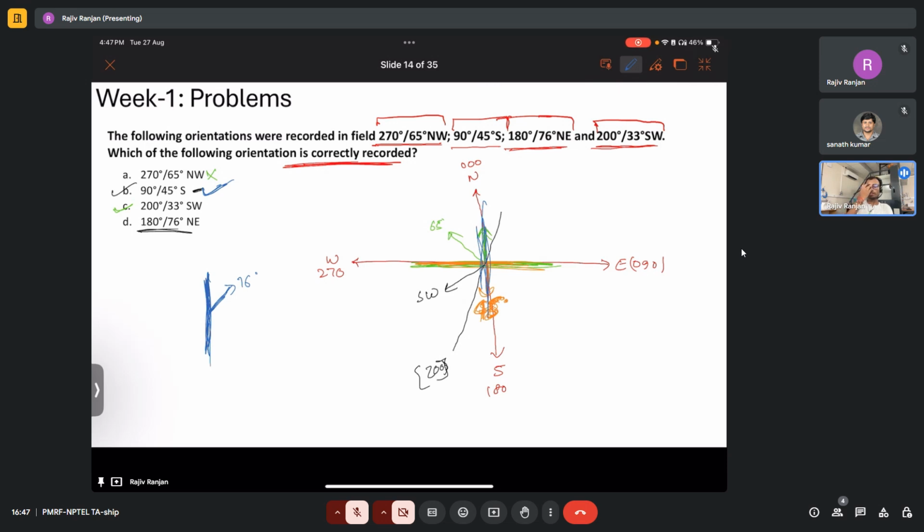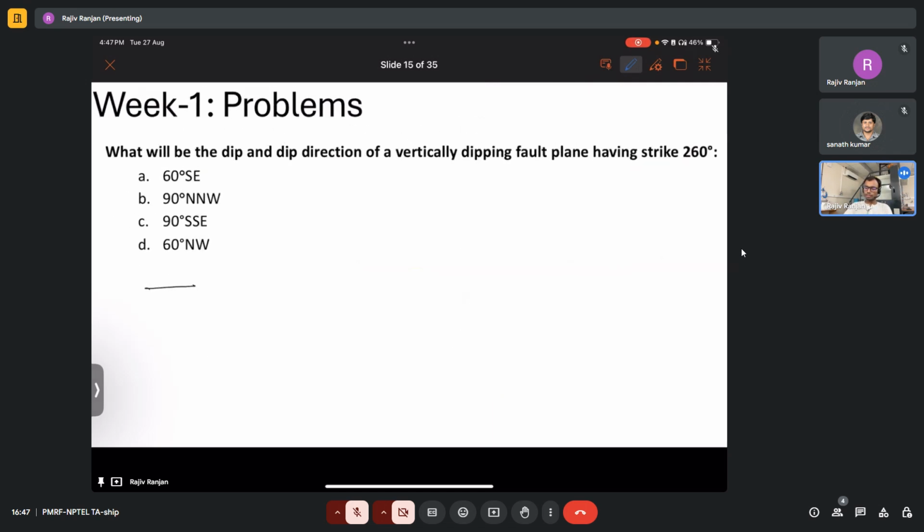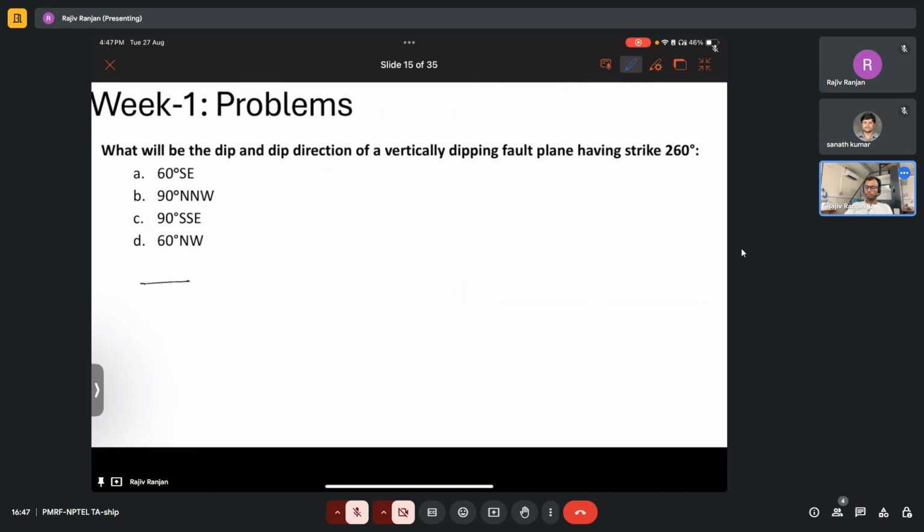Did you understand? Where did you go wrong? Okay. What will be the dip and dip direction of a vertically dipping fault plane having a strike 260 degree? So what will be the dip and dip direction? The fault plane is basically dipping vertically, and having a strike of 260 degree. So what do you think?